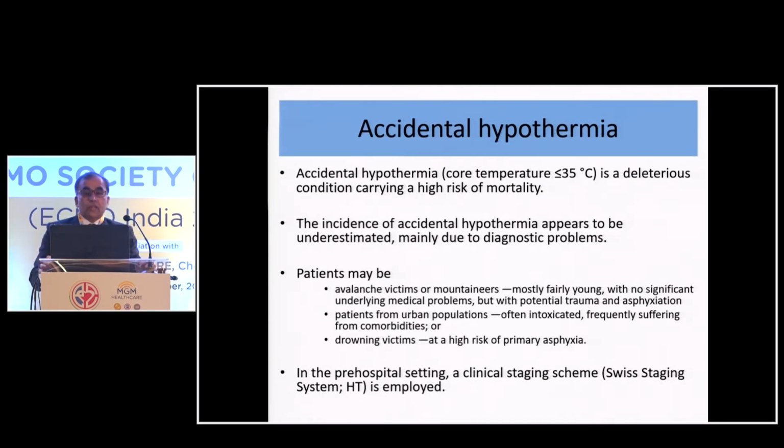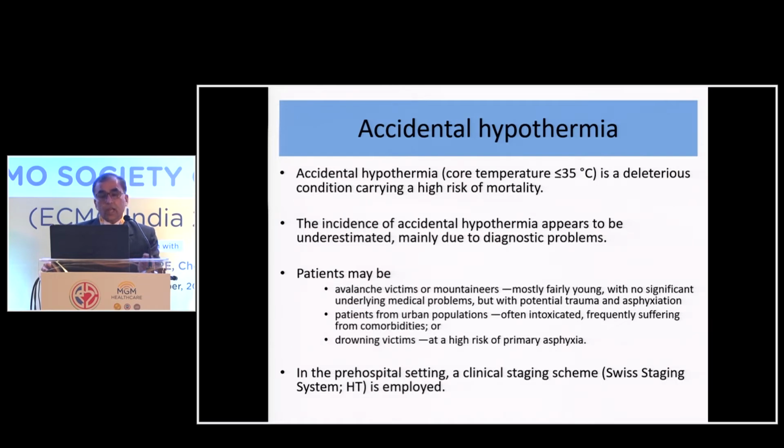Next, coming to accidental hypothermia. We all know that accidental hypothermia is when the core temperature goes below 35, and usually the patient will develop arrhythmias and will collapse if it goes below 28, with a deleterious effect and a very high mortality risk. The incidence is usually underestimated, which we can understand, because it's difficult to diagnose and to reach a place where a person is hypothermic.